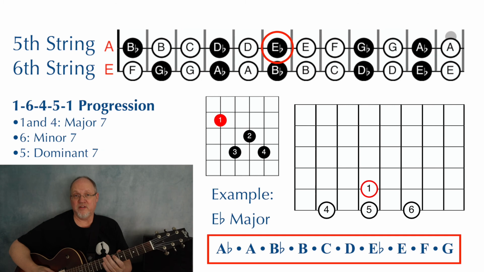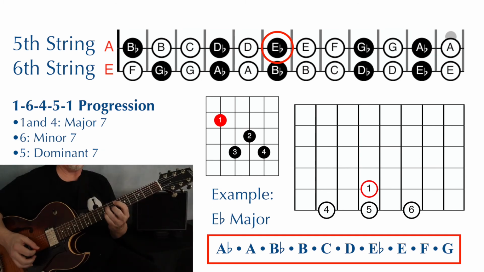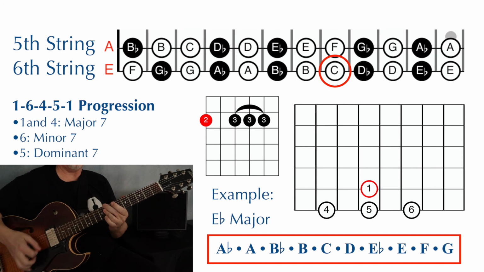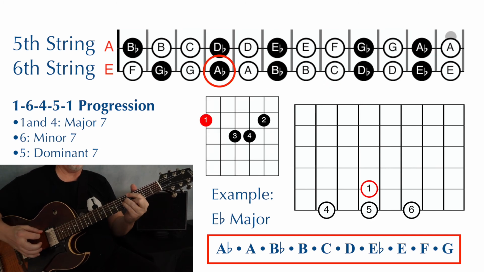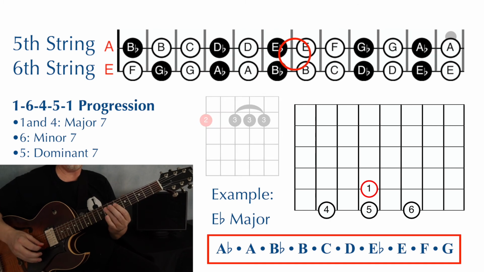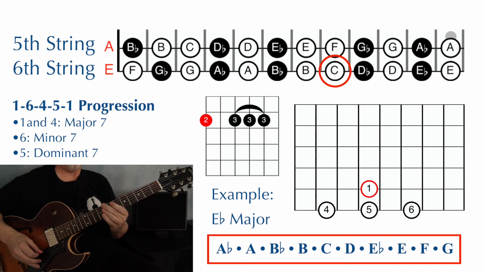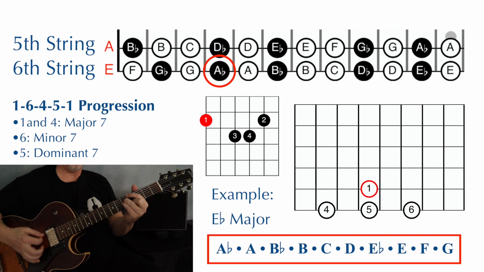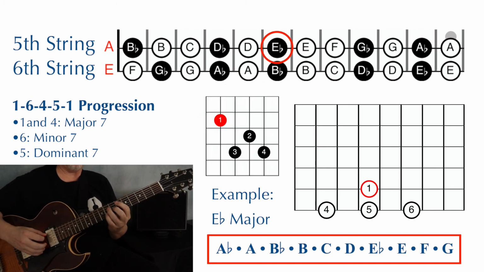And then play a 1-6-4-5-1 progression. 1, 6, 4, 5, and 1. Or E flat major 7, C minor 7, A flat major 7, B flat 7, and back to E flat major 7.